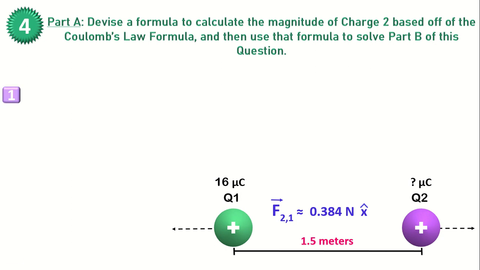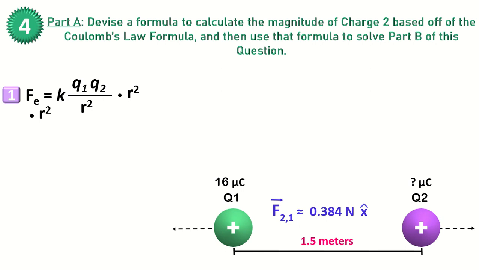Alright, so let's begin to devise an equation to solve for Q2. So here's the Coulomb's law equation, which states once again the electrostatic force is equal to K times Q1 times Q2 divided by r squared. Now, if we're going to attempt to solve for Q2, we should first get rid of the fraction in the denominator, since that'll make life easier.